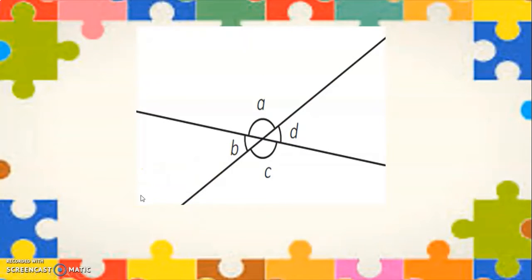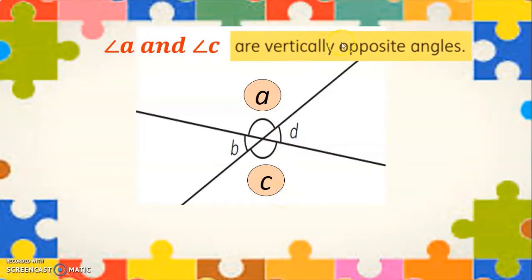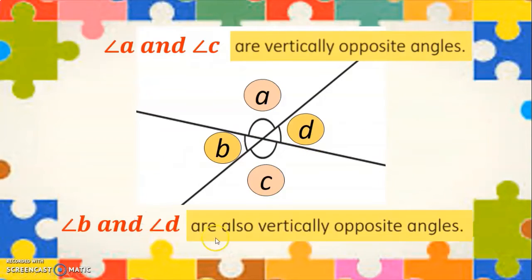What else can you notice about these angles? Yes, angle A and angle C, very good, are vertically opposite angles. How about angle B and D? Same, also vertically opposite angles. So if we say vertically opposite, the measure of angle A is the same as angle C. The measure of angle B is the same as angle D.